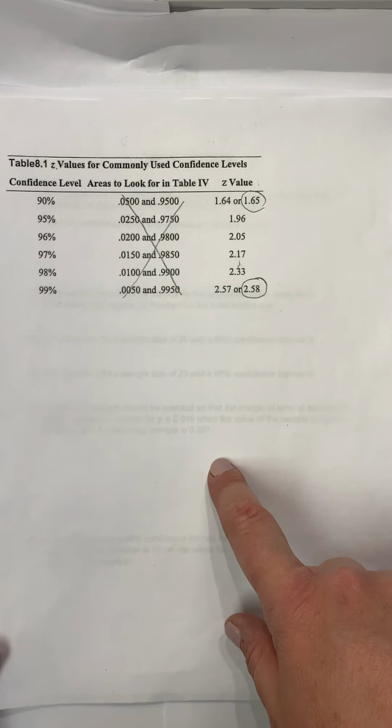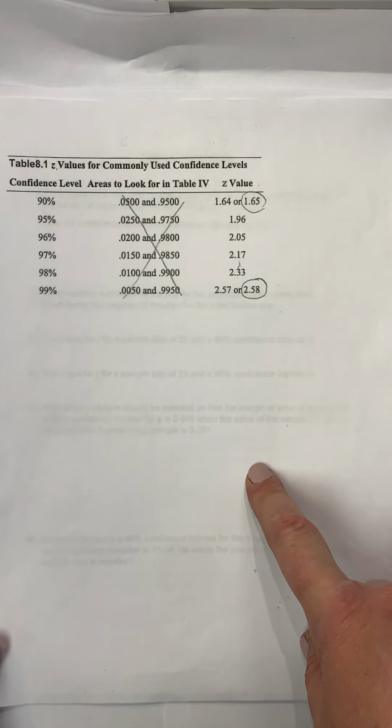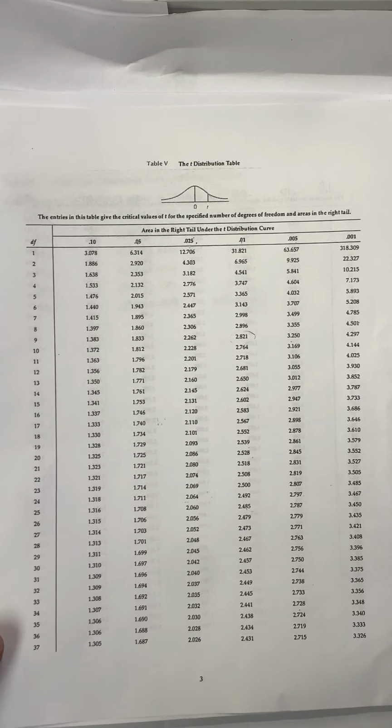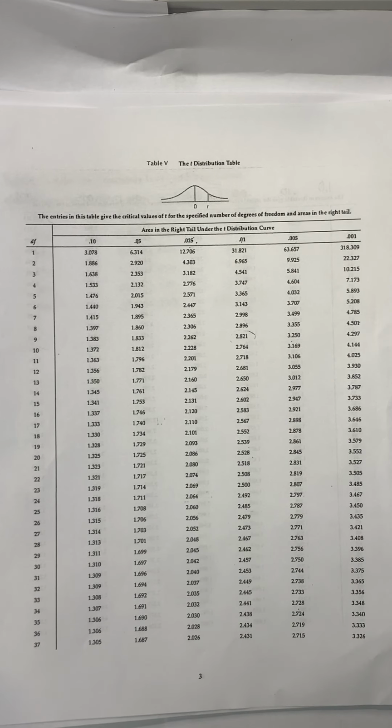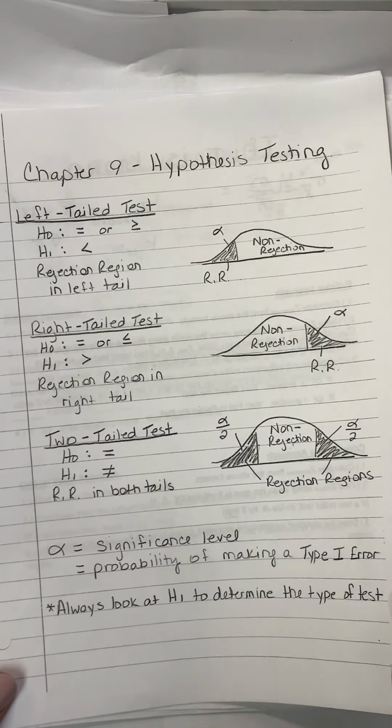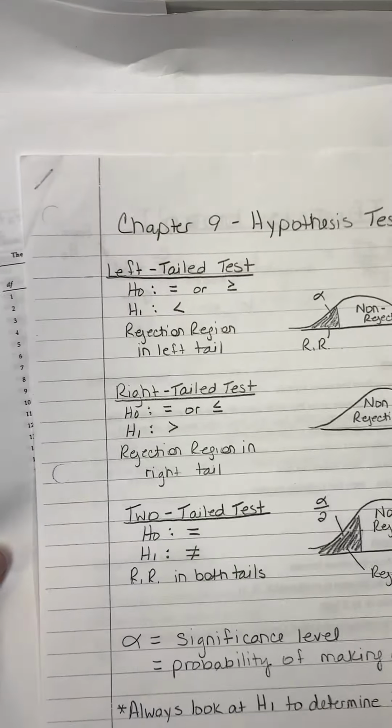So I sent you the blank study guide. I also sent you my completed study guide. And there's some other items you're going to need for us to do the study guide today. So you're going to need your Z chart. This is for chapter 8. You're going to need your T table. This is for chapter 8 and 9. And you're going to need this little handy dandy cheat sheet that deals with chapter 9. So we're going to need all 3 of these items.